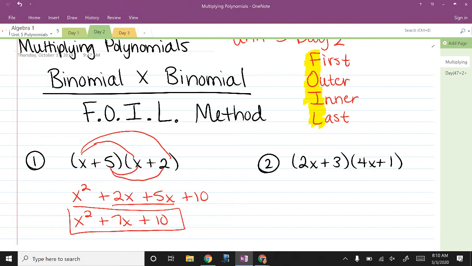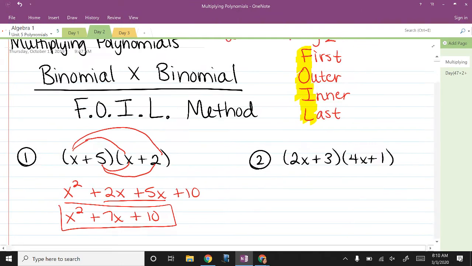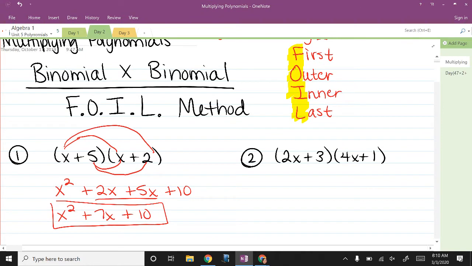All right, y'all have number 2 copied? 2X plus 3 times 4X plus 1. It is a binomial times a binomial again. So what terms do y'all think we're going to multiply first? The first and the first. So 2x times 4x. And what do we get when we multiply 2x times 4x? 8x squared. X times x is x squared.